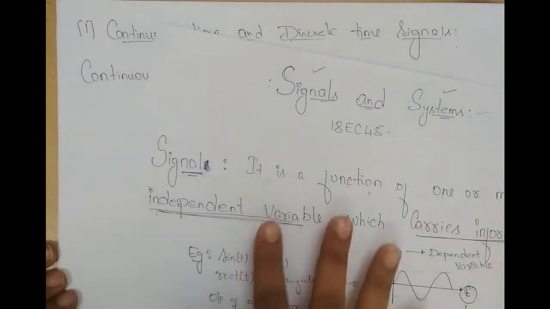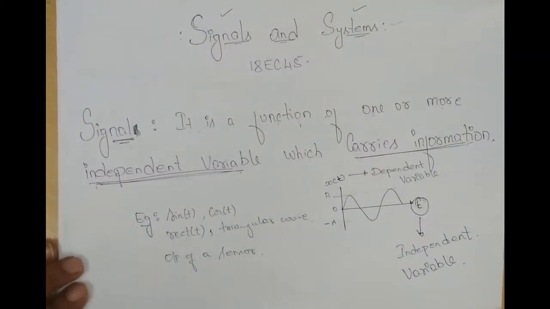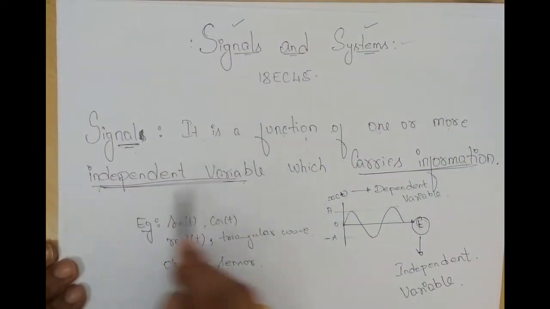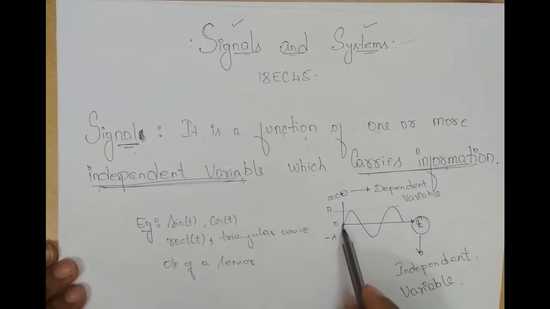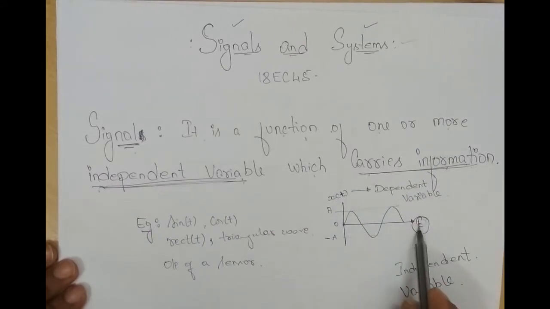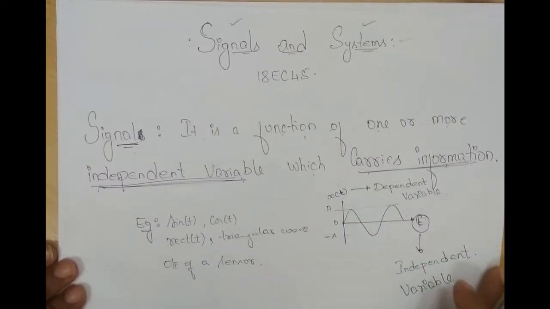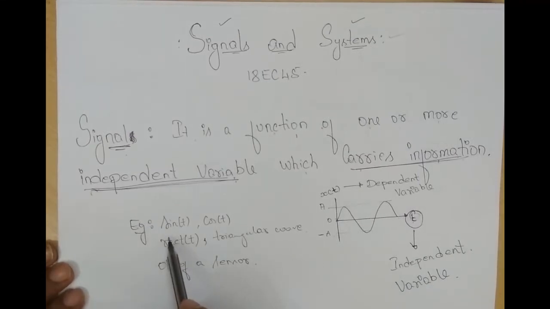Let me define the signal again. What is a signal? A signal is a function of one or more independent variables which carries information. Usually the independent variable is time on the x-axis, and x of t is the dependent variable. And examples of signals are sine, cos, the output of a sensor, a triangular wave, a rectangular pulse, etc.